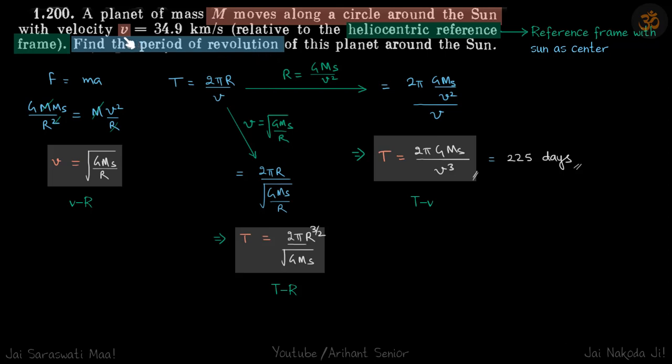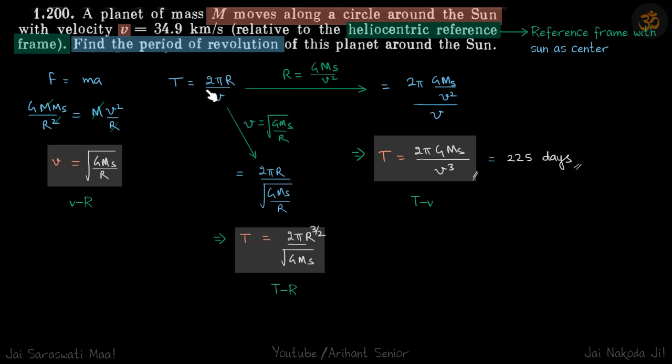So we need to find the relation between v and time period. Let's do that by writing our standard equation F is equal to ma, and gravitational force is this. a is v square by r. So simplifying that, we get v is equal to root G Ms by r. So this is our first relation between velocity and radius of the orbit.